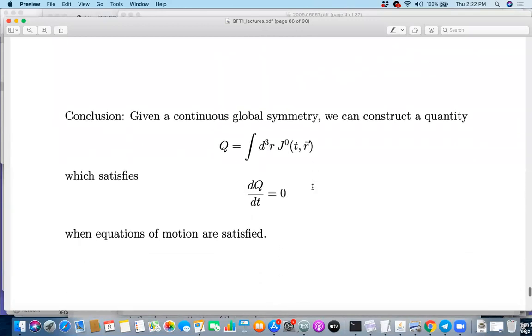Okay. So here I have summarized again the conclusion of Noether's theorem, that if you are given a continuous global symmetry, then we can construct a quantity Q, which is the integral of J0, and this Q satisfies that dQ/dt is equal to 0. But this holds only when the equations of motion are satisfied. Otherwise not.